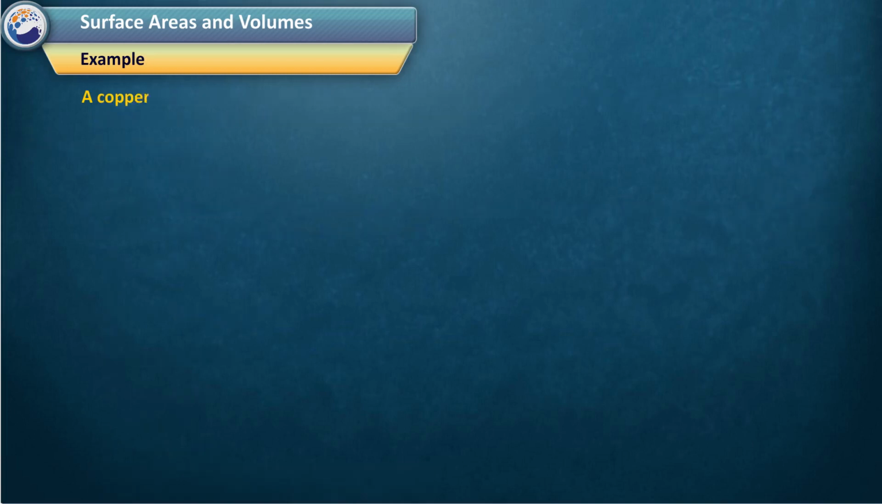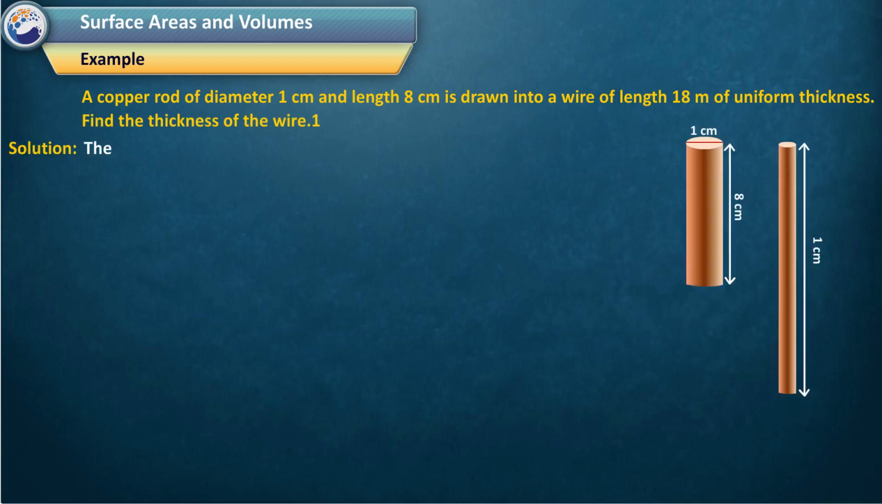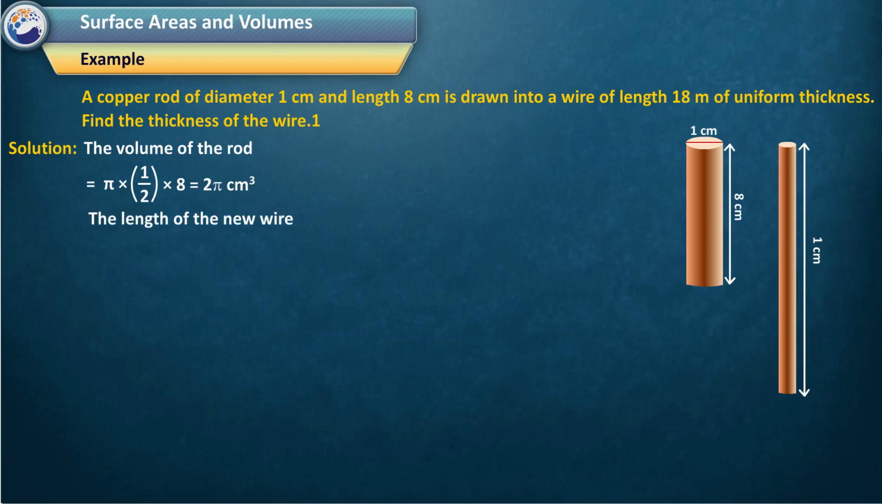Example: a copper rod of diameter 1 centimeter and length 8 centimeters is drawn into a wire of length 18 meters of uniform thickness. Find the thickness of the wire. Solution: the volume of the rod equals π × (1/2)² × 8 = 2π cm³. The length of the new wire of the same volume is 18 meters = 1800 centimeters.